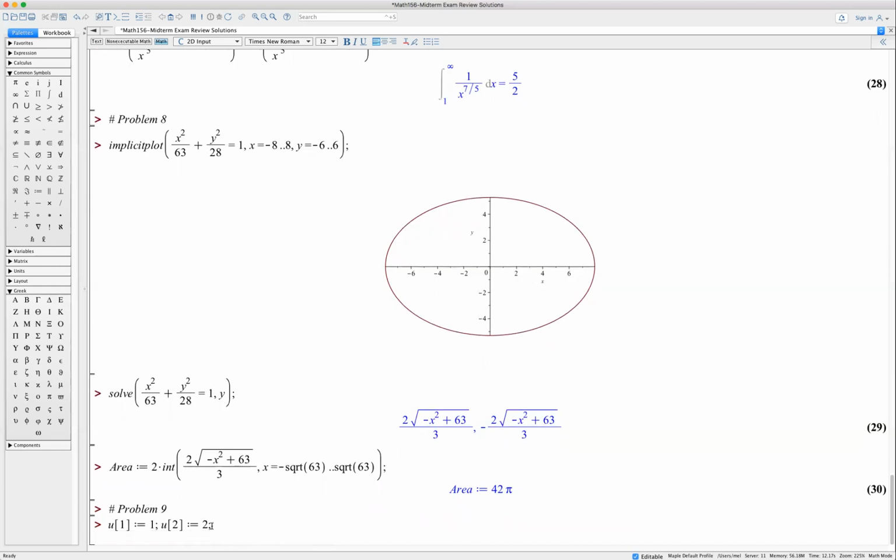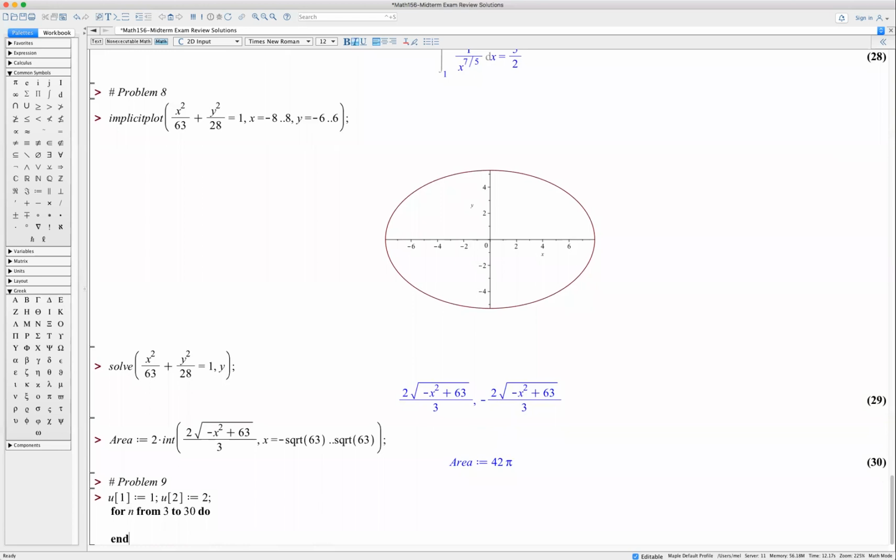and higher values, subsequent terms of the sequence, are defined by an equation for n from 3 to 30, that's all we go up to. I put in my n do before I forget it. So u[n] is going to equal 3 times u[n-1] minus 2 times u[n-2].